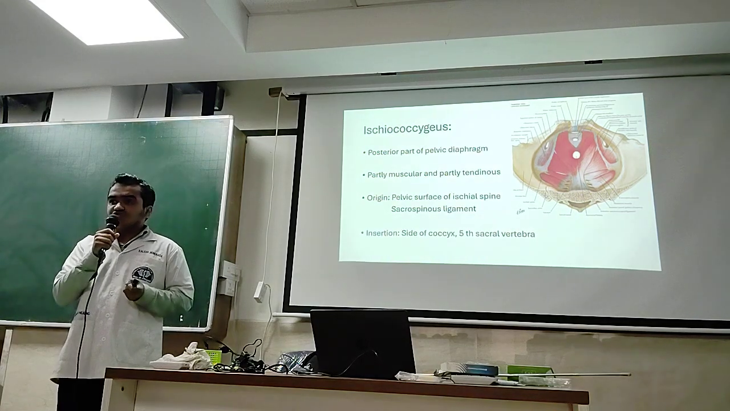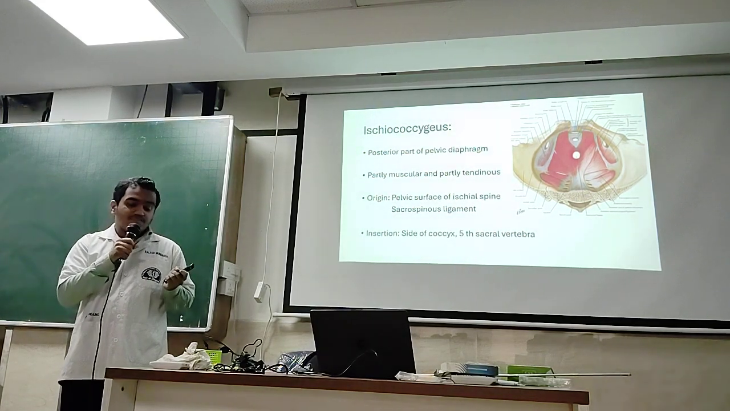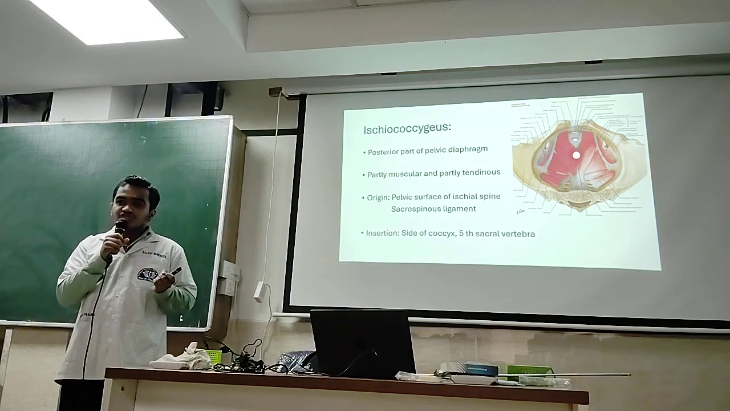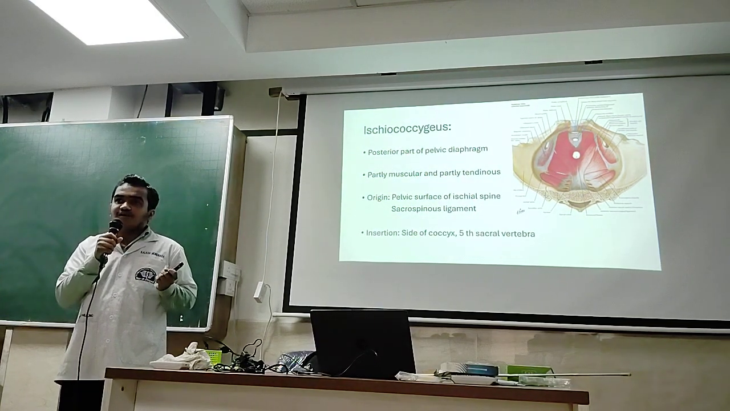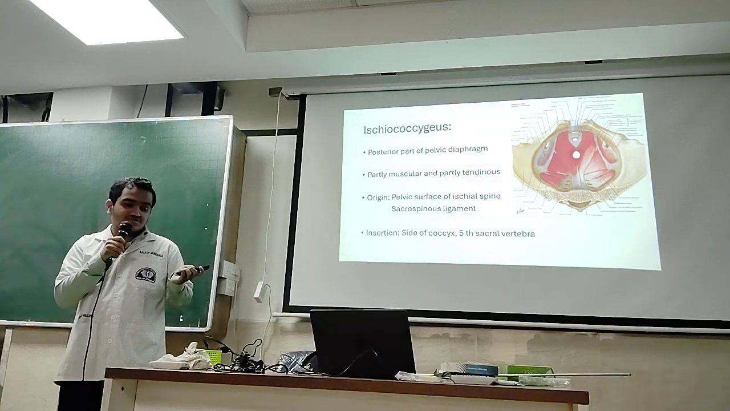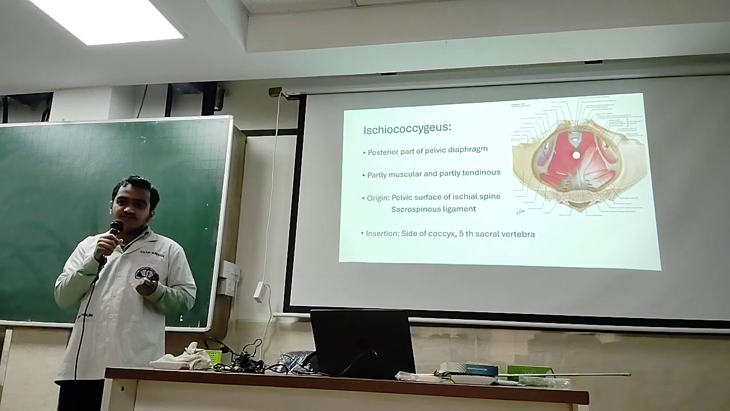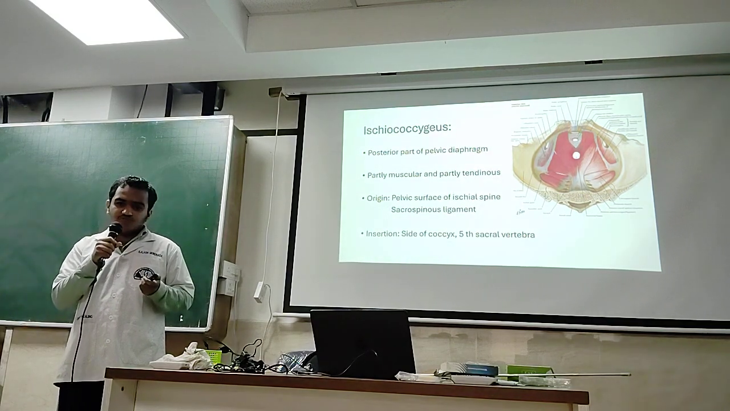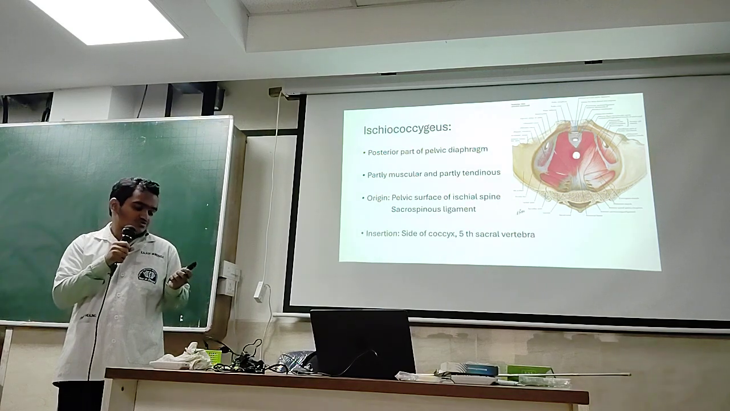Talking about ischiococcygeus, this muscle arises from the pelvic surface of the ischial spine and from the sacrospinous ligament, and it inserts on the coccyx and the 5th sacral vertebra. It is partly muscular and partly tendinous, and it forms the posterior part of the pelvic diaphragm. Here we can see the ischiococcygeus.